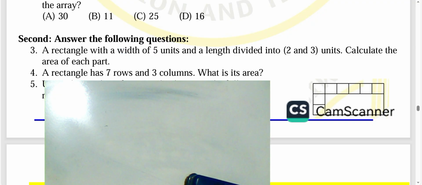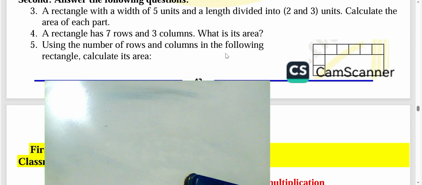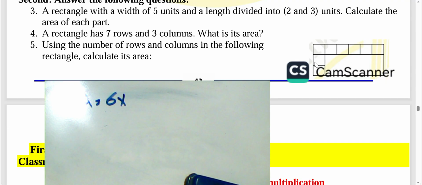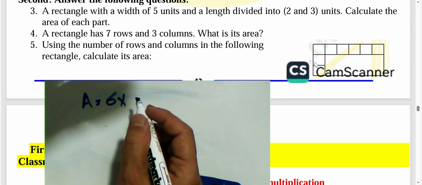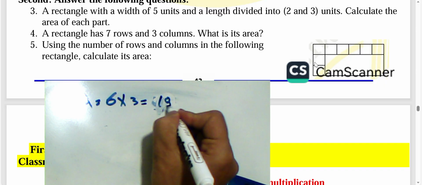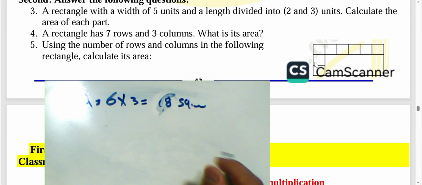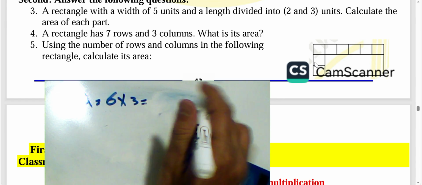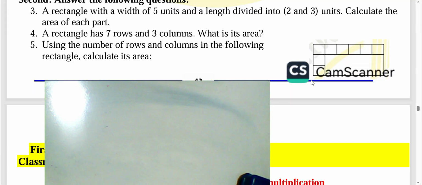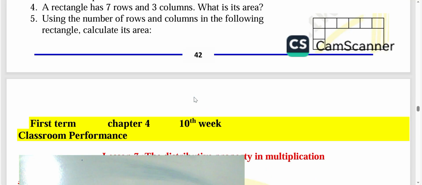Number 5. Use this drawing here to find the area using the number of rows and number of columns. 1, 2, 3, 4, 5, 6. And the area equals 6 times 3. We have 3 here. 6 and 3 equal 18 square units. And the area will be 18 square units. Okay, product means multiplication of length and width. Number of rows times the number of columns.